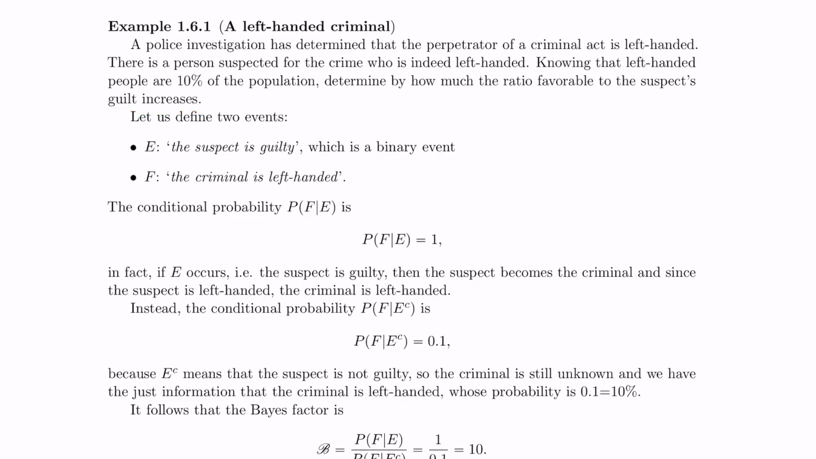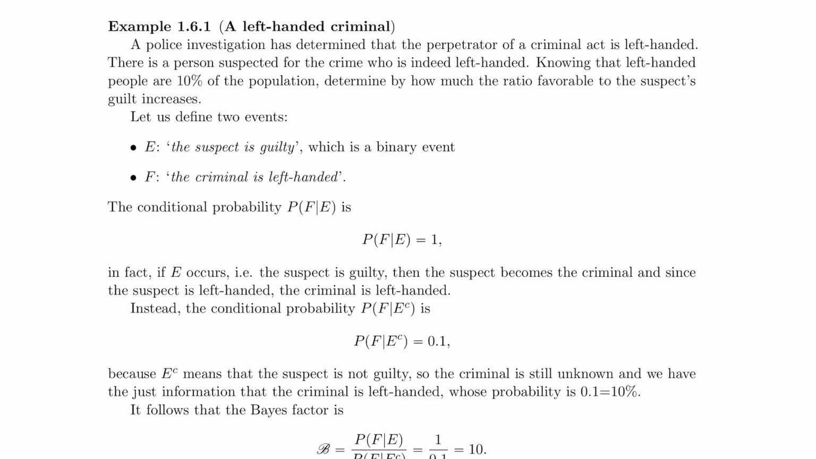We're going to see in the analysis of this example and the following ones that the key to solve a problem of probability is to define the correct events. The first event that we define is the event E, which is the binary event, the suspect is guilty. Of course, it is a binary event because either the suspect is guilty or not. The second event, F, is the criminal is left-handed. We want to determine the base ratio, so we need the conditional probabilities.